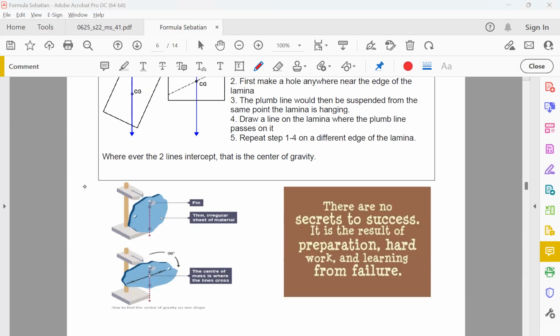Finding center of gravity. Okay, pay attention to this video. It's just 2 minutes.